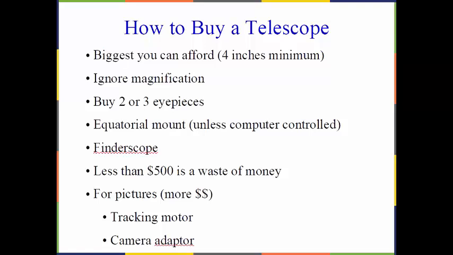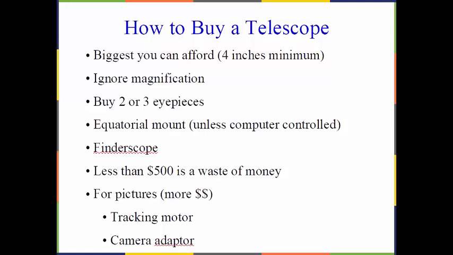How do you buy a telescope? Well, get the biggest that you could afford. And a 4 inches minimum is important. Ignore the magnification because you're going to use different eyepieces to produce different magnifications. So buy 2 or 3 eyepieces. The reason for this is maybe you get an image of the moon, and maybe you want to look at the whole moon. Then you'll use an eyepiece with a small magnification. But then say you want to look at one of the craters on the moon, you'll use another eyepiece with a larger magnification.